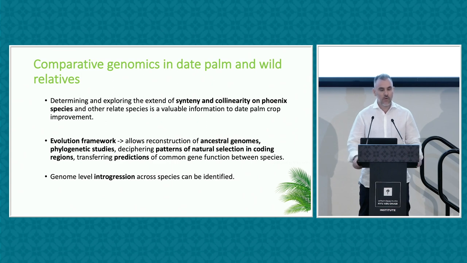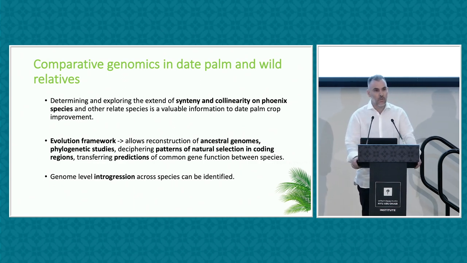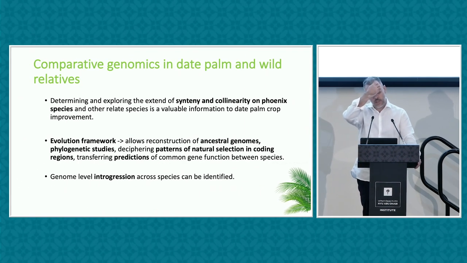So the basics of comparative genomics is to explore the synteny and collinearity of these species, and we hope that from this information we can retrieve valuable aspects to implement in date palm crop improvement. In an evolutionary point of view, it allows the reconstruction of ancestral genomes. Also, to clearly identify the phylogenetical evolution, and to understand patterns of natural selection, domestication, and predict also common genes, and to select important genes among these species.